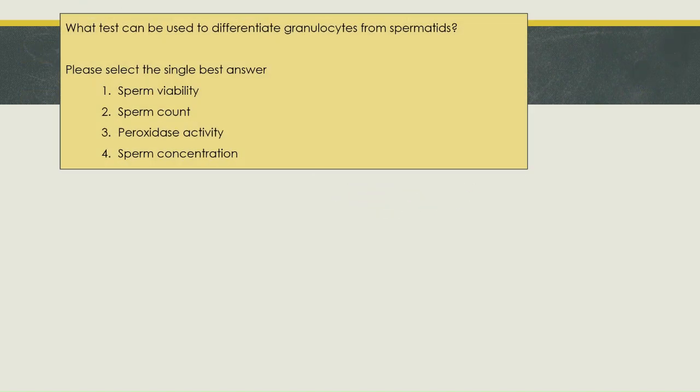What test can be used to differentiate granulocytes from spermatids? Please select the single best answer. 1. Sperm viability. 2. Sperm count. 3. Peroxidase activity. 4. Sperm concentration.